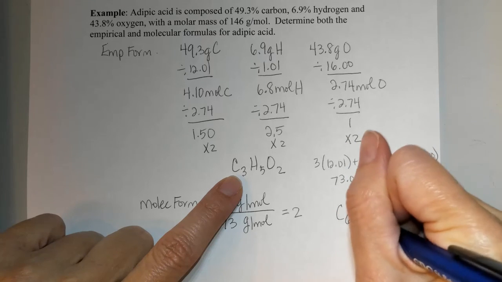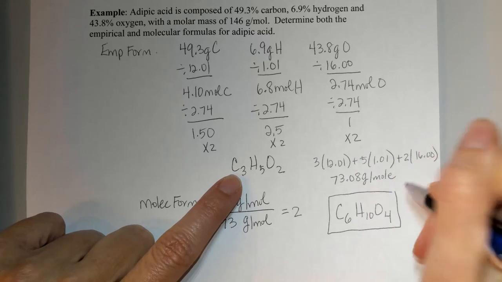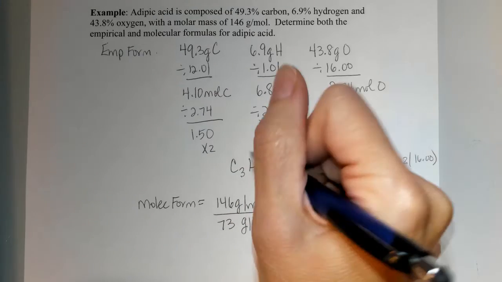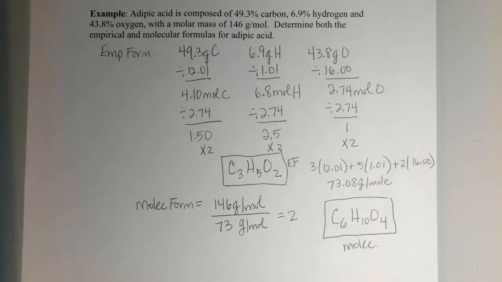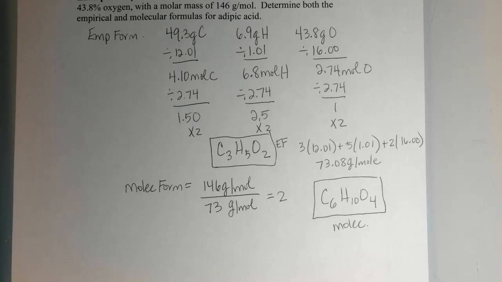So C6H10O4. That would be my true molecular formula for adipic acid, with an empirical formula of C3H5O2. All right, so that completes chapter 3.